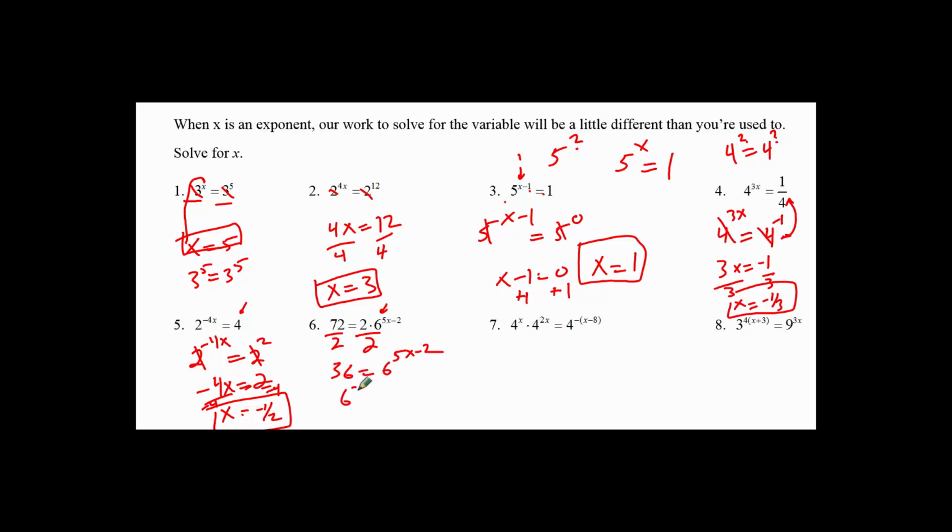Now that we get rid of the 2, this might make it a little bit easier to see. 36 is really 6 squared. And once they are the same base, we can cancel them out. Add the 2 over. And I might be running off the screen here. It's hard for me to tell because I can see it still. So 5x equals 4. I get x to be 4 divided by 5.